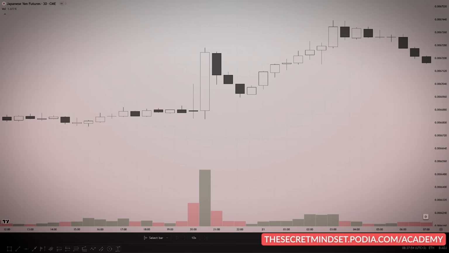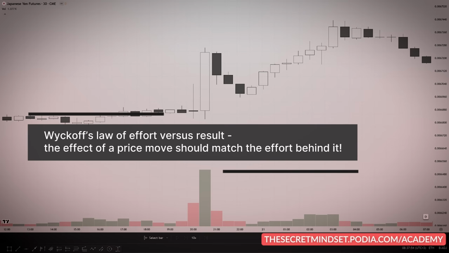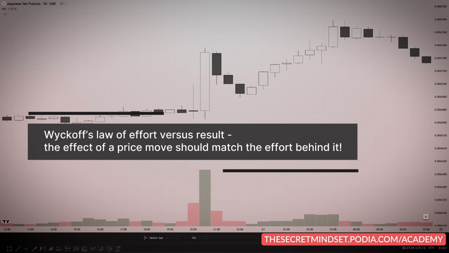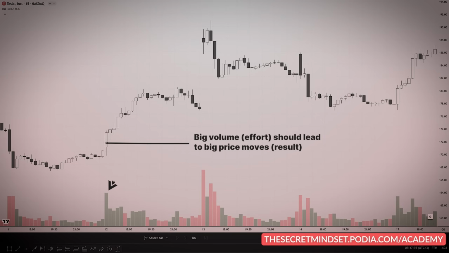We talked before about Wyckoff's law of effort versus result. This law says the effect of a price move should match the effort behind it. The effort is shown by volume. The result is the price change. Here's how it works. Big volume, the effort, should lead to big price moves, the result.